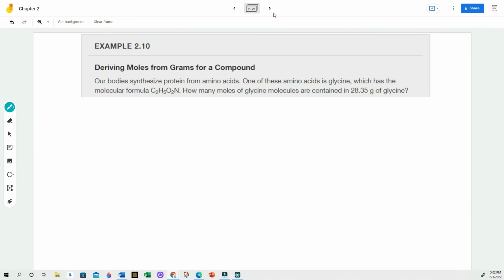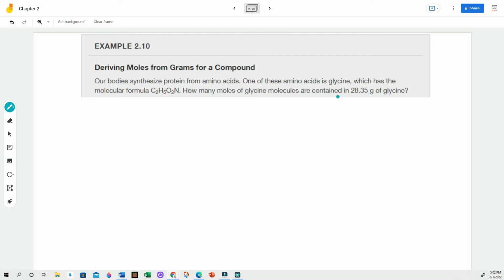Example 2.10, deriving moles from grams for a compound. Our bodies synthesize protein from amino acids. One of these amino acids is glycine, which has the molecular formula C2H5O2N. How many moles of glycine molecules are contained in 28.35 grams of glycine?